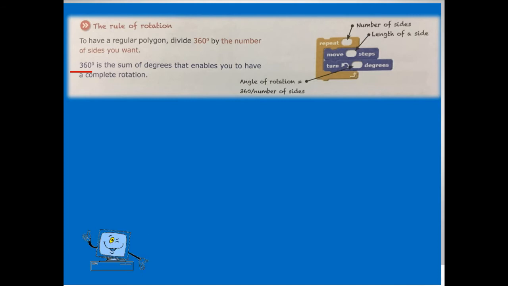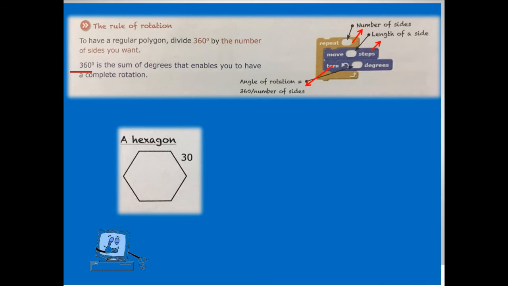Now we have here a given script. The block repeat represents the number of sides. Then the block move represents the length of a side. And the block turn represents the angle of rotation, either to the left or to the right. To know the angle of rotation, all you have to do is divide 360 degrees by the total number of sides.